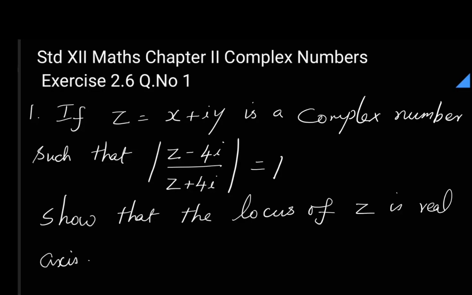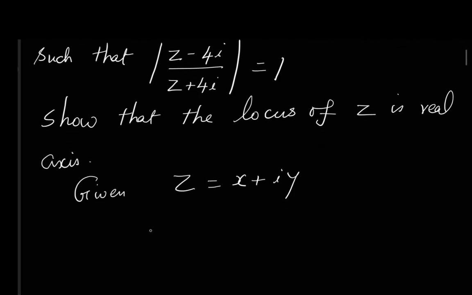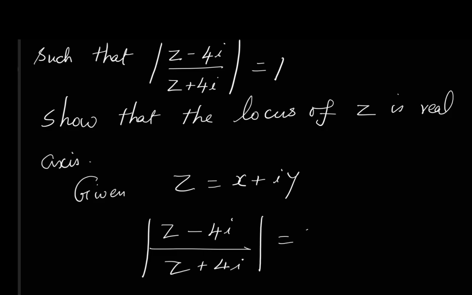12th Maths, Chapter 2, Complex Numbers, Exercise 2.6, Question number 1. If z equal to x plus iy is a complex number such that modulus of (z minus 4i) by (z plus 4i) is equal to 1, show that the locus of z is a real axis. So two concepts are given here. Given z equal to x plus iy, it's a complex number, and also given the modulus of (z minus 4i) by (z plus 4i) is equal to 1.